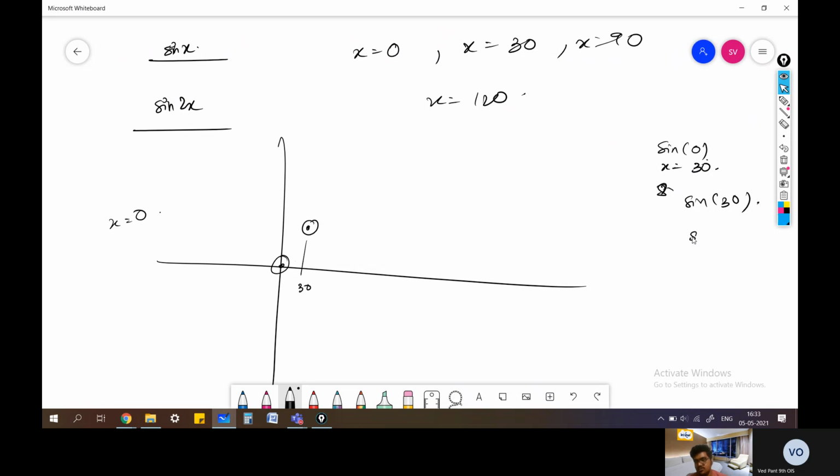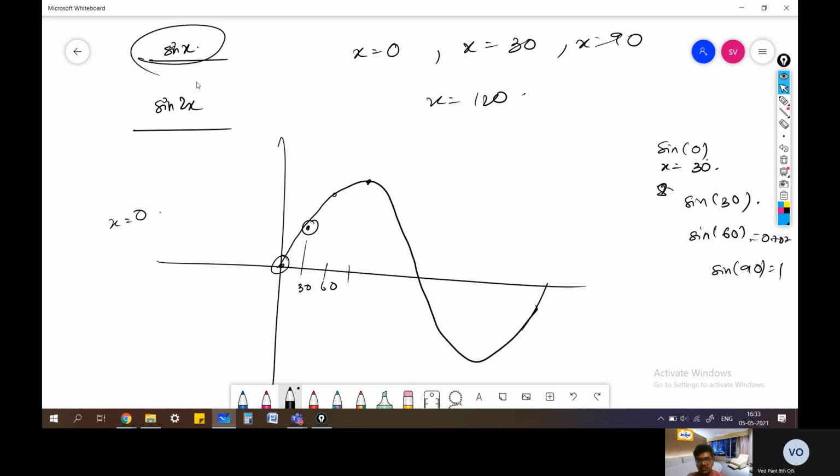When I put sin 60, you will get root 3 by 2, which is 0.866. So at 60 you will get that, and at sin 90 you will get 1. So like that you plot a complete cycle for both.